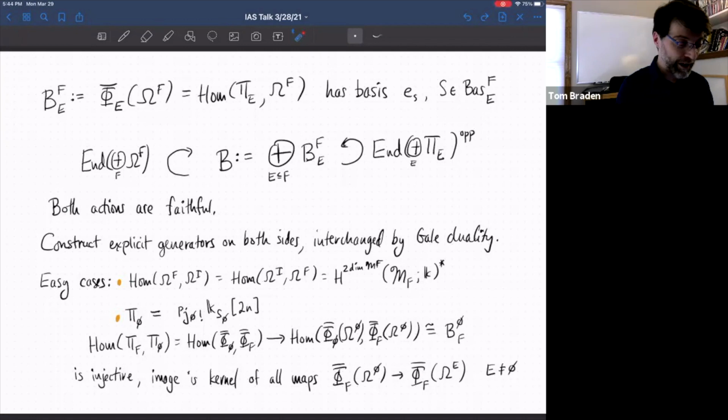And basically what we can do is construct explicit generators on both sides and show that those generators are interchanged by Gale duality. And so the fact that the endomorphisms of the tiltings on one side become the endomorphisms of the projectors on the other side is basically cooked into the construction of these algebras.